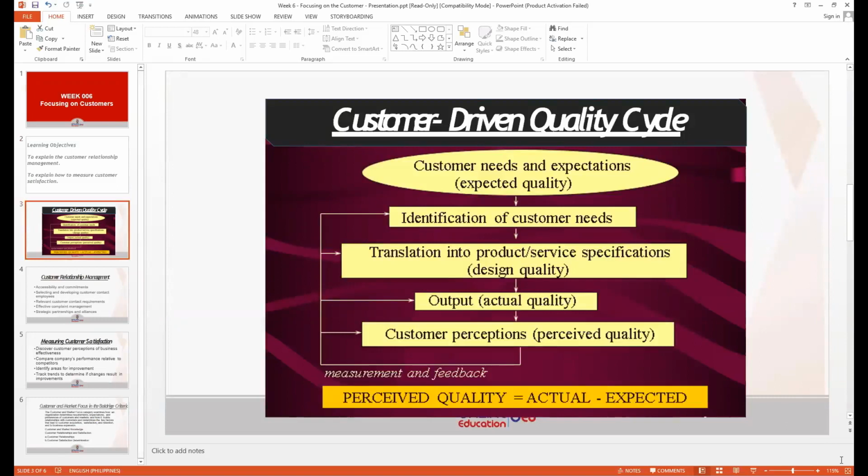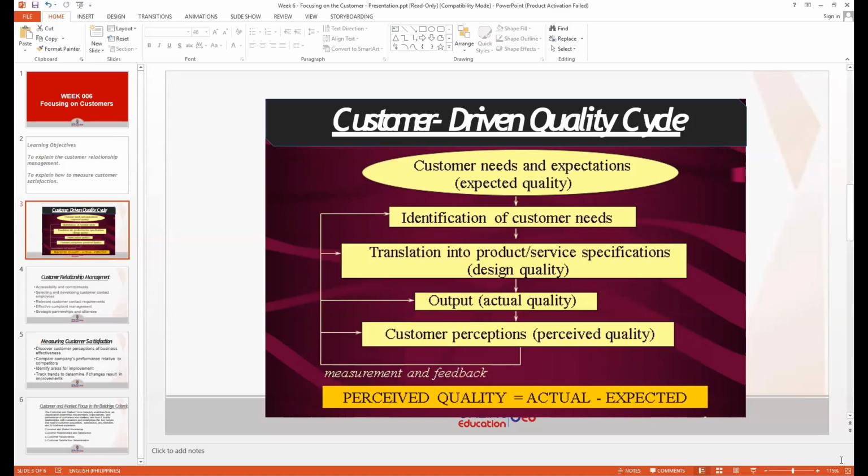So how do we define the customer? The customers are the people who consume and perceive the products and services. A customer is also an individual who buys the products and services from the organization or the business. So why is quality also very important to the customer? Because the customer has a driven quality cycle, where we have to meet their expectations towards the products and services, and also deliver the quality.